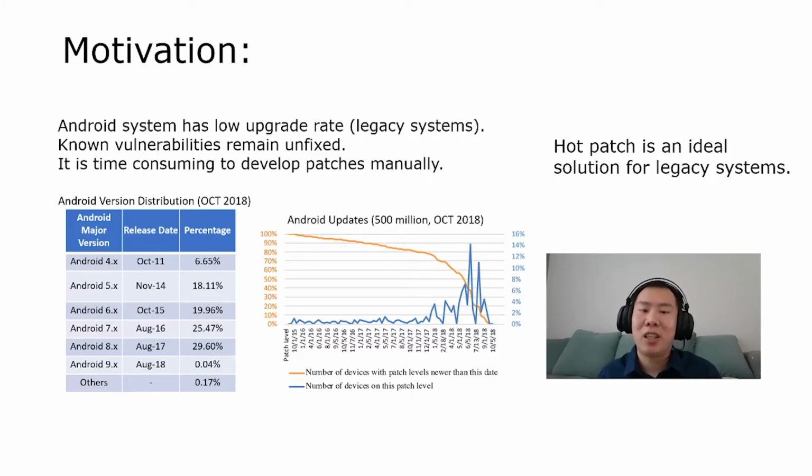In addition, if we manually write the patch, it would be very time consuming. Therefore, there is a need to develop an automatic method to generate adaptive patches which can be applied to different Android systems to fix the legacy vulnerabilities. Considering the device performance and user experience, Hot Patch is an ideal solution since it does not require system rebooting and incurs little overhead.